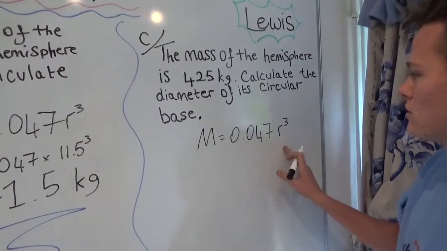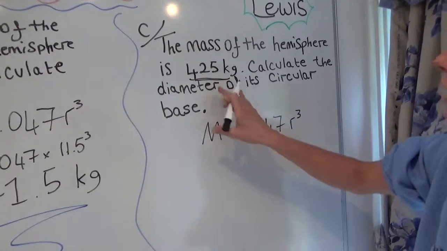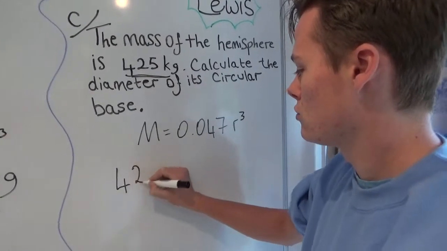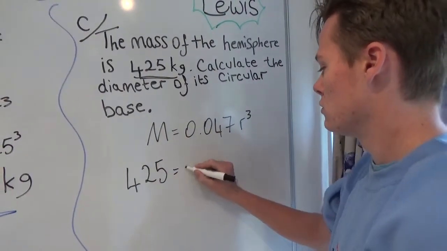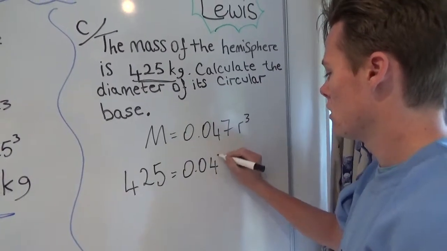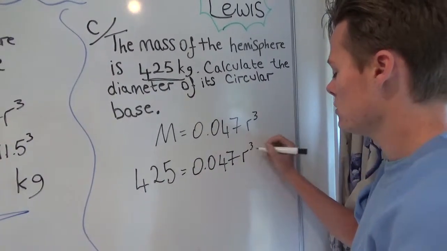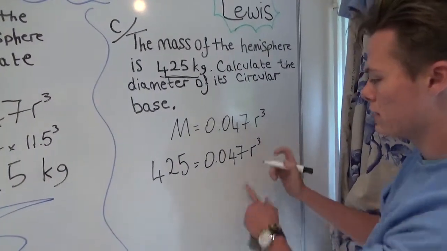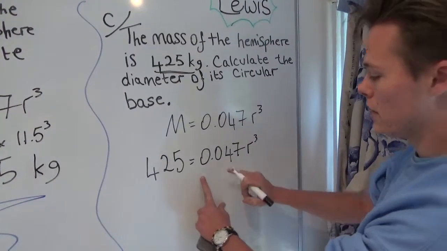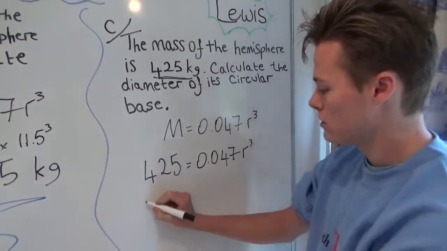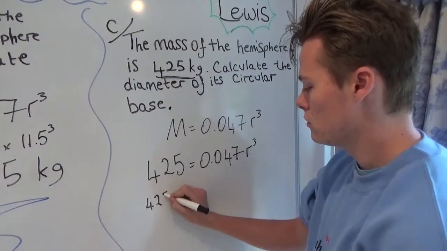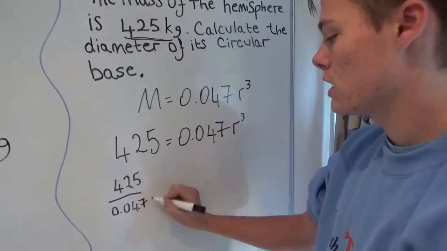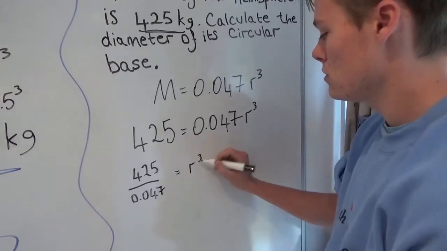Now we don't have the radius this time, but we know that the mass is equal to 425 kilograms. So we can go 425 is equal to 0.047 r cubed. Then we just have to simplify this and work out what r is. We have to get r by itself, so we move the 0.047 underneath the 425. That becomes 425 over 0.047, and that is equal to r cubed.